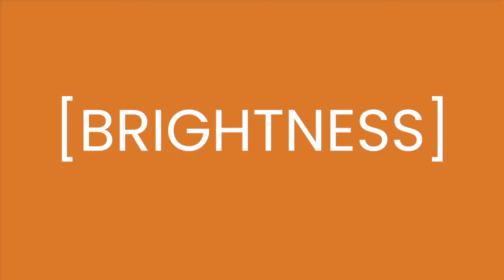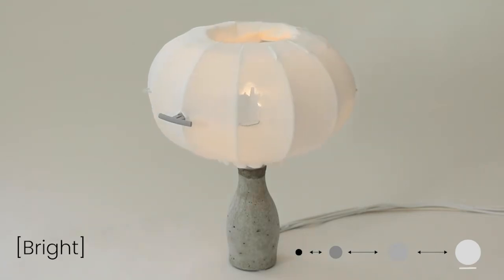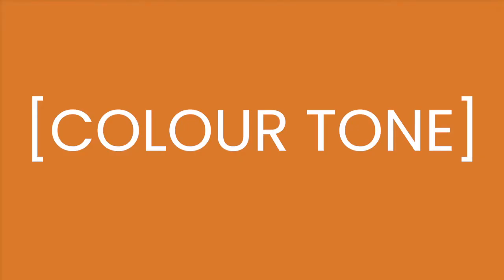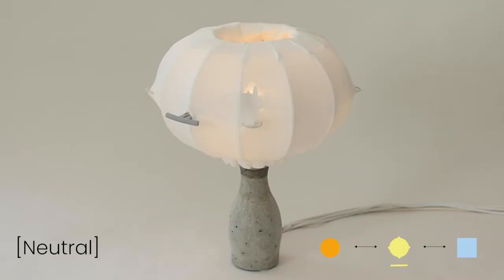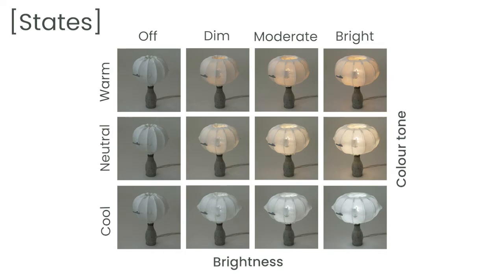Brightness can be set to 4 different stages: off, dim, moderate, and bright. Color tone can be set to 3 different stages: warm, neutral, and cool. The brightness and color tone can be combined as wished, giving MoLux 10 different states in total.